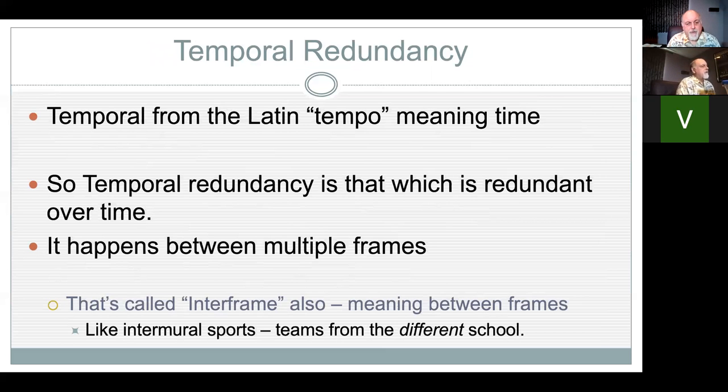The second kind is called temporal redundancy, and this is from the Latin tempo, meaning time. What that means is that the things that are redundant over time. This only works with video. So JPEG will work with a still image, but also with video, right? You can use JPEG to have video compression. There is what's called motion JPEG, which is a series of still images individually treated. But a better way to reduce data is between multiple moving frames. And this is called interframe. So between the frames, like intramural sports, teams from different schools competing.